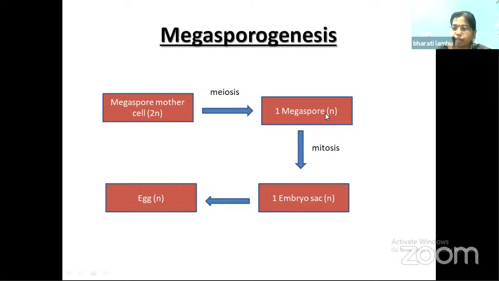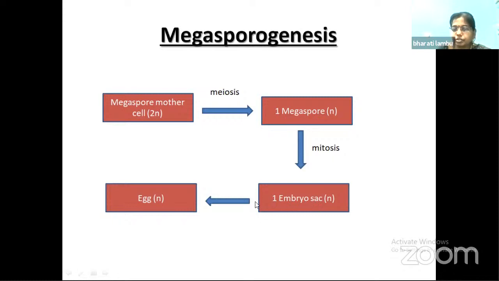From the 4 haploid megaspores, 3 will degenerate. That means they will dissolve, they will disintegrate. Only one functional megaspore will be present. What is the ploidy of the megaspore now? It is n, that means haploid. That means it has only a single set of chromosomes. After formation of the megaspore, it will help in the formation of one embryo sac. So the megaspore will undergo mitosis and form the embryo sac. The ploidy of this embryo sac is haploid.